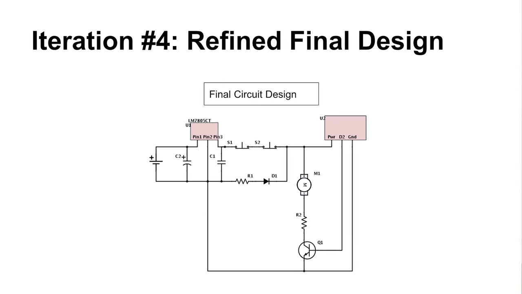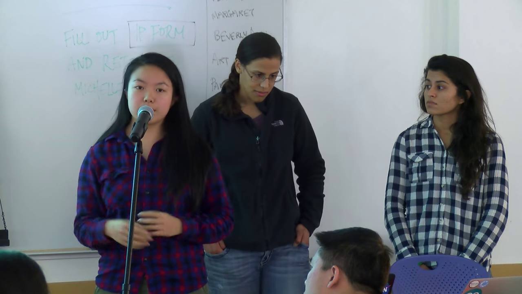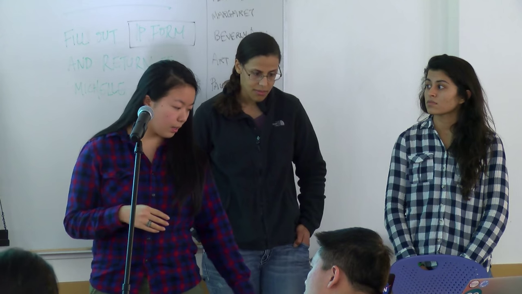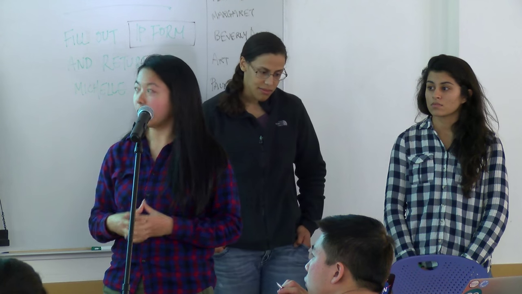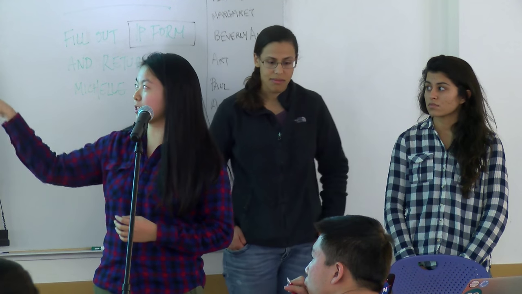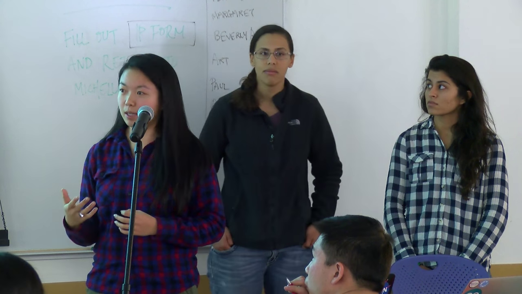Because we were using this 9-volt battery, we had to make some minor circuit adjustments. Since the receiver uses 5 volts, we had to use a linear voltage regulator to interface the two components. And so we edited that. Also in this final design, we had to consider how Felicity was going to be using it, and how these various components, like the motor, the switches, the LED, and the battery, were going to be positioned in the final design. I'll talk a bit about this later, but these are just sketches of us brainstorming as we were thinking about it.